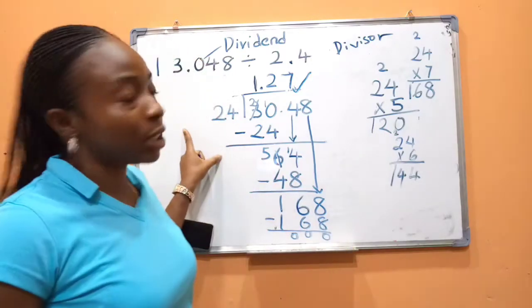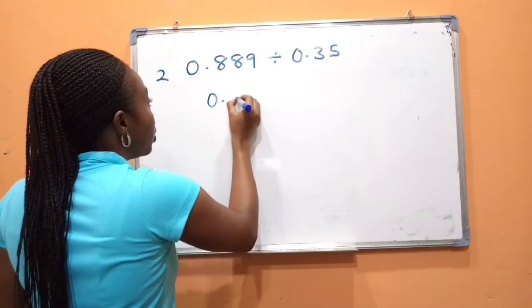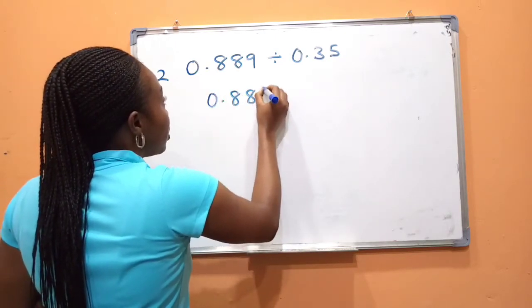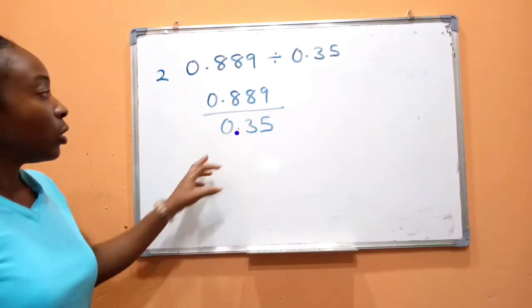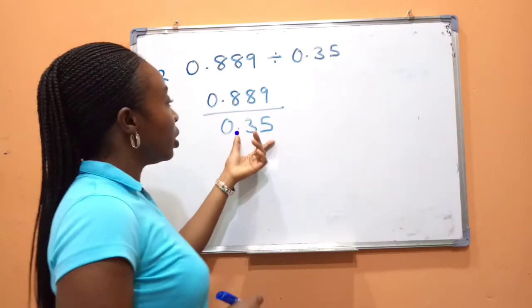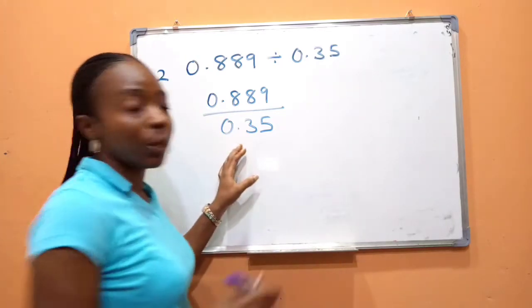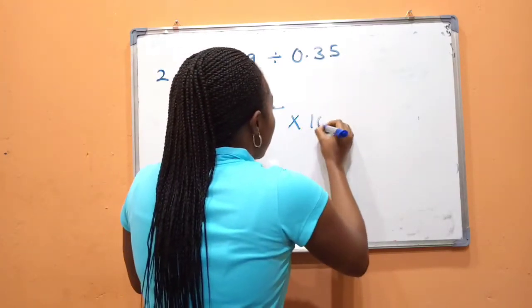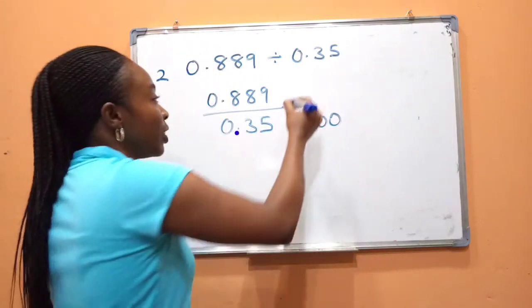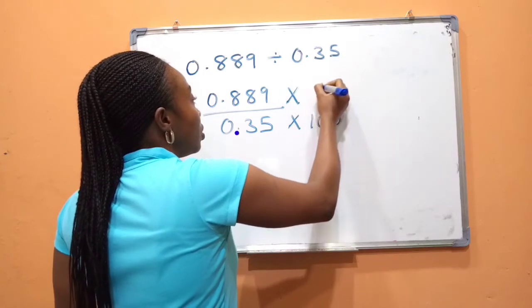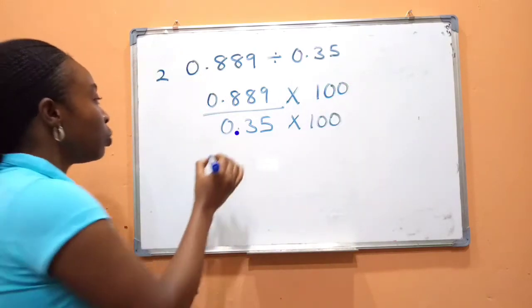Let's take another example. So just like we did in the previous example, we're going to have 0.889 over 0.35. The first step is to convert the denominator to a whole number, and we can do that by multiplying by 100. So once we multiply this by 100, we do the same thing to the numerator. So we're going to have 100 here. So let's move the point.